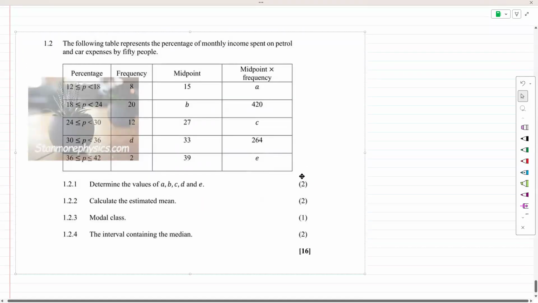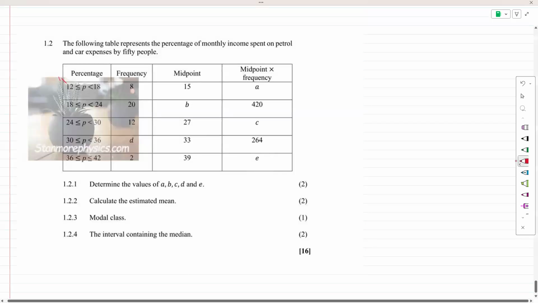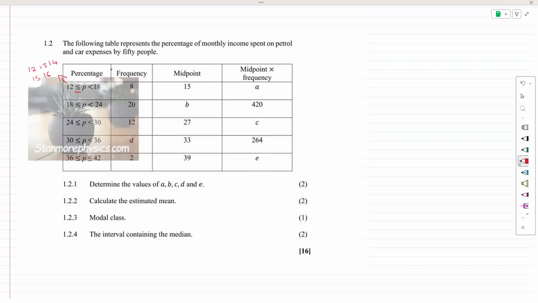The following table represents a percentage of the monthly income spent on petrol and the car expenses by 50 people. Now, guys, what does this mean? You see, this interval is important. We need to understand it for later on. This means including 12, so it's 12, 13, 14, 15, 16, and 17. It's not including 18 because there's no equal sign. So it's from 12 to 17.